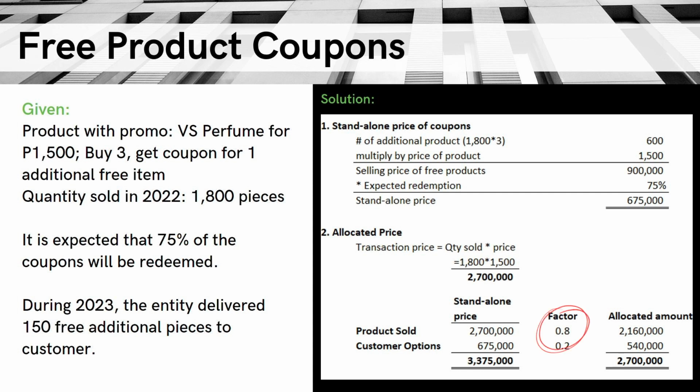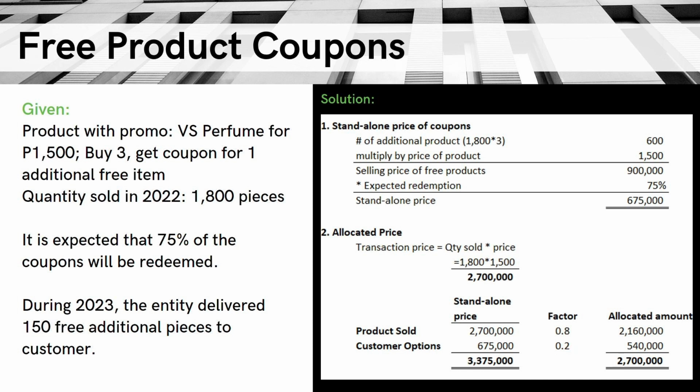Ang factor, gi-compute ini siya by using 2,700,000 divided by ang total nga 3,375,000. So, that is 80%. And then, in here naman, gikuha ang factor ni customer options, 675,000 over 3,375,000. That is 20%. Okay? So, ano na imo factor?